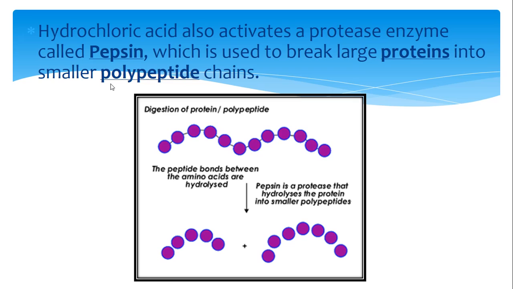Now, pepsin will only work between about the pH of around 2 to 4. So it will not work unless it's a very acidic environment. So hydrochloric acid not only helps to kill pathogens, but it allows pepsin to go to work. Now, what does pepsin do? Pepsin's job is to take large proteins and digest them into smaller polypeptide chains. You guys remember the difference between a protein and a polypeptide?